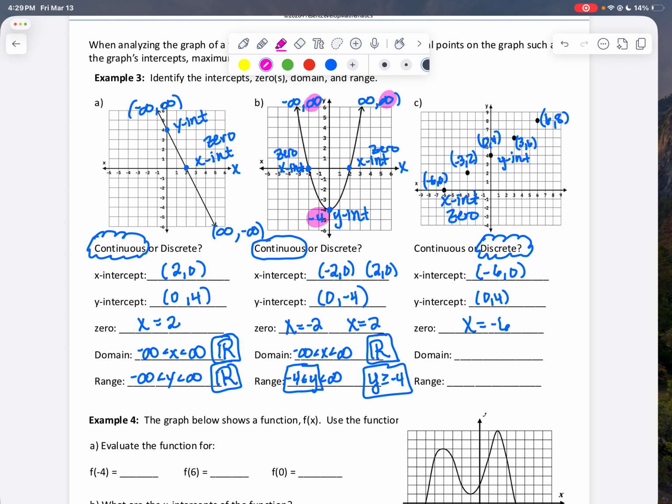The reason I say it's probably easier to label these is because we want our domain, these x values. Because this is discrete data, we will list it in set notation. So -6, -3, 0, 3, and 6 for the domain. For the range, we want our y values. So 0, 2, 4, 6, and 8.